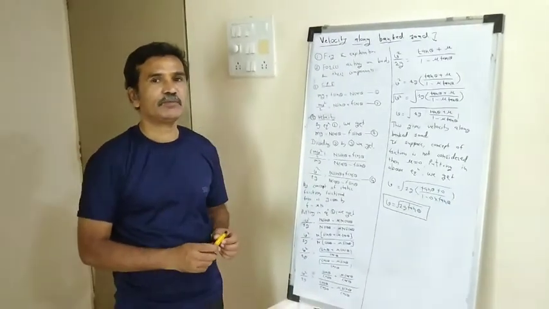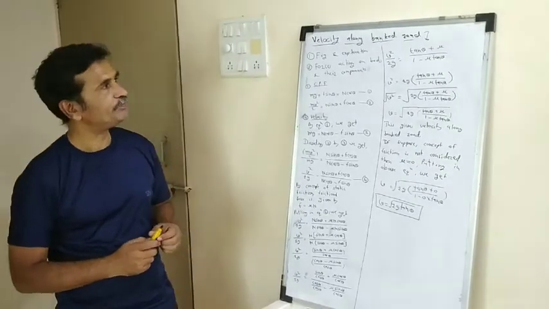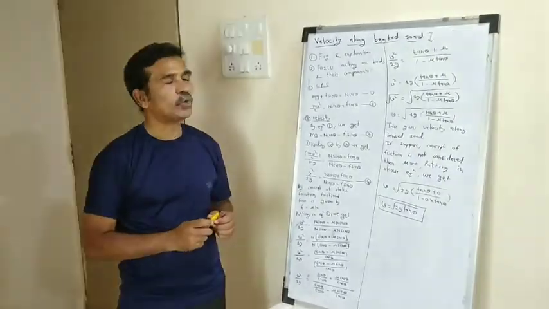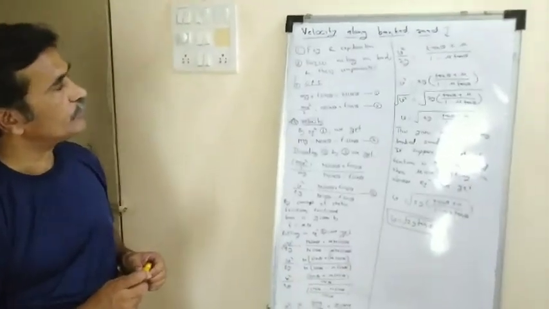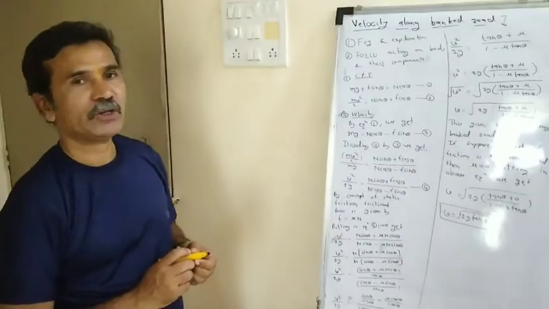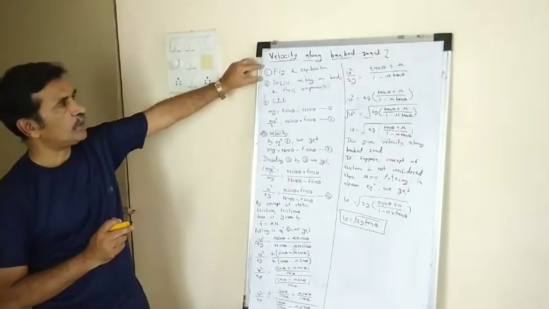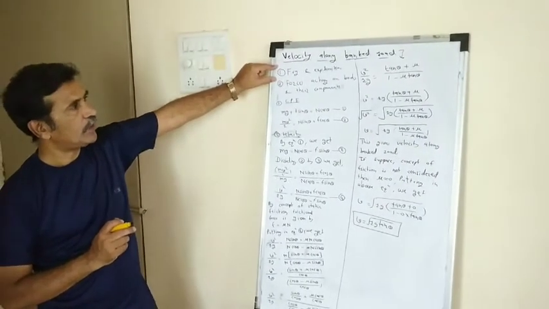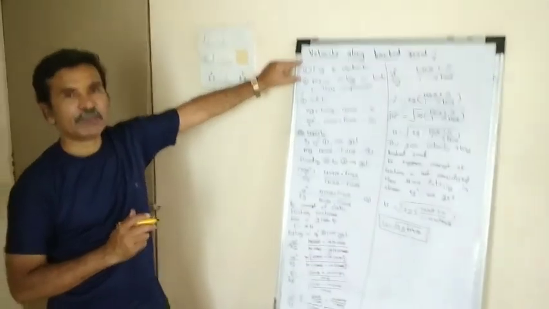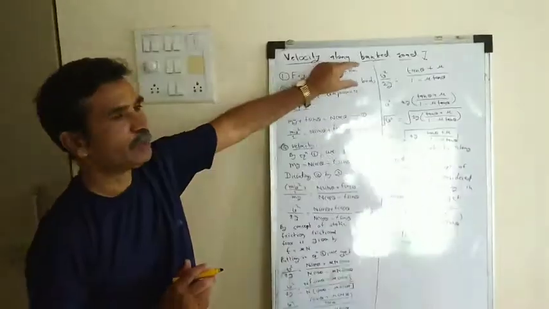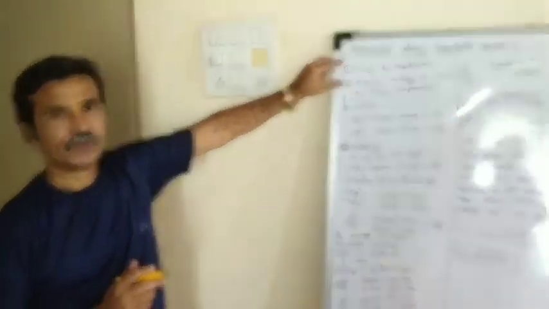Last time we have seen the concept of banked road, and we have seen how banked road is safe for the vehicles. Let us see velocity along banked road. In the last lecture we have seen the diagram: first step, figure and explanation. In examination this diagram is compulsory, and the explanation, that means what we observe in the diagram, is important.